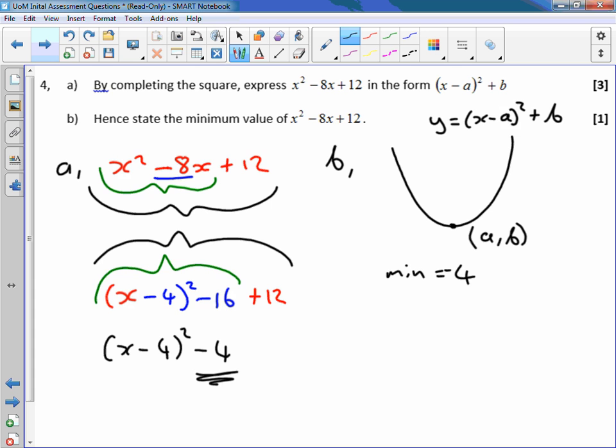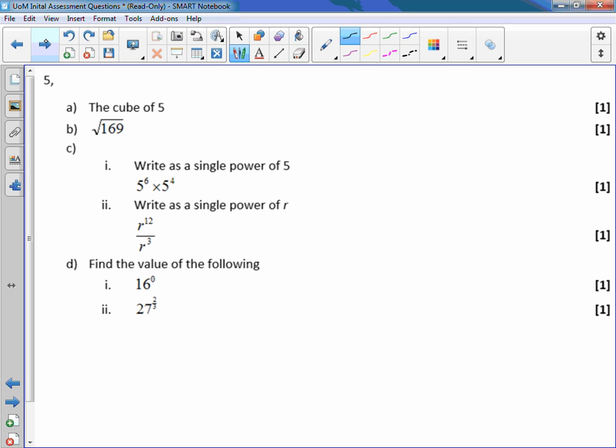Okay. So, right, that's all of the calculator questions done. Now we're on to the non-calculator stuff. So, the cube of 5, hopefully, you'll know that 5 cubed is 125.